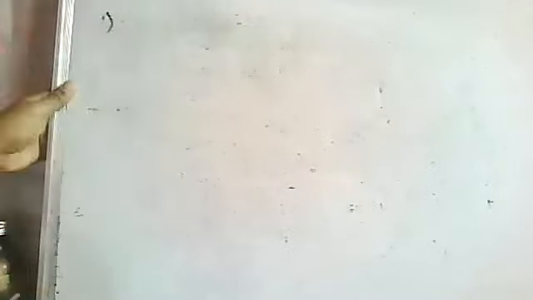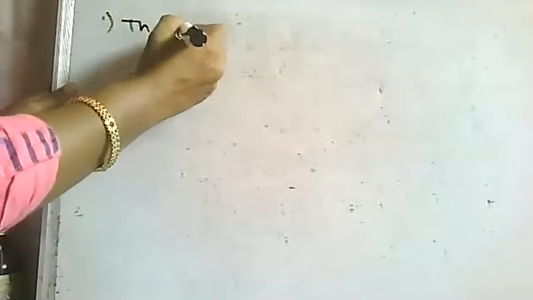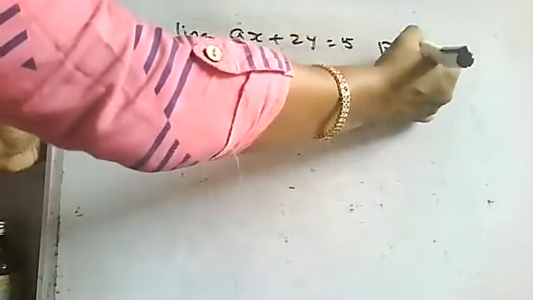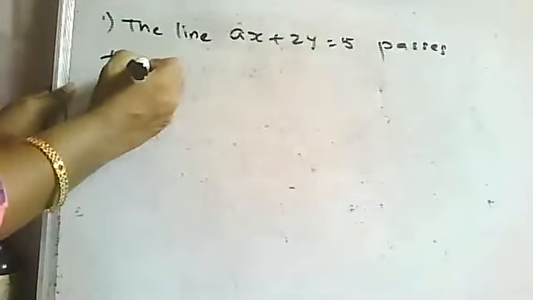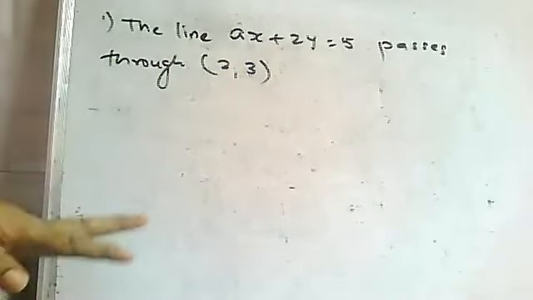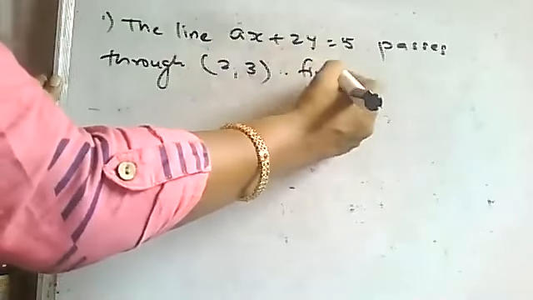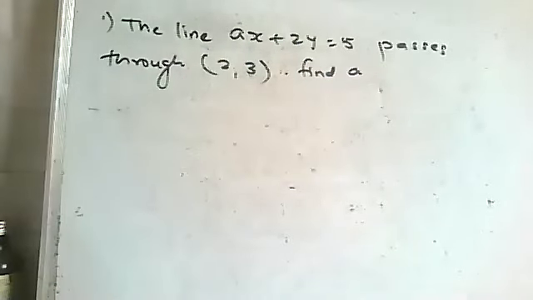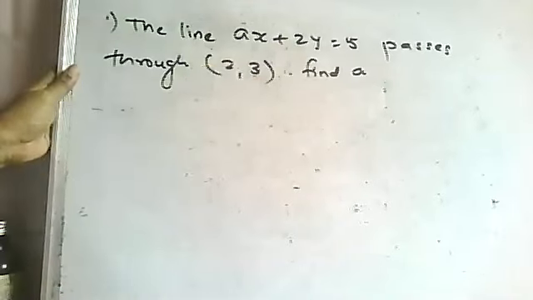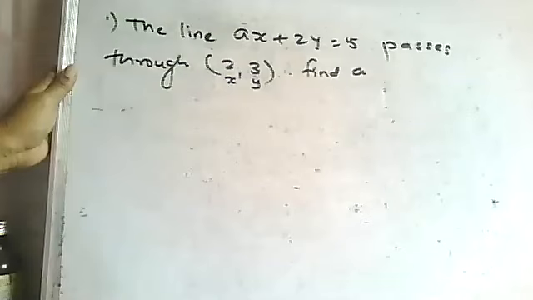Or they may ask you, like, the same line, ax plus 2y is equal to 5, passes through (2, 3). I'm taking anything, okay? Find the value of a. This can be asked. So here obviously what I'm telling you, substitute in place of x and y, not in place of a and b, because these are the coordinates. They represent x and y.